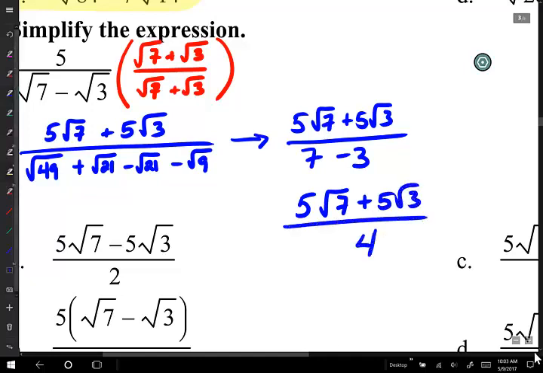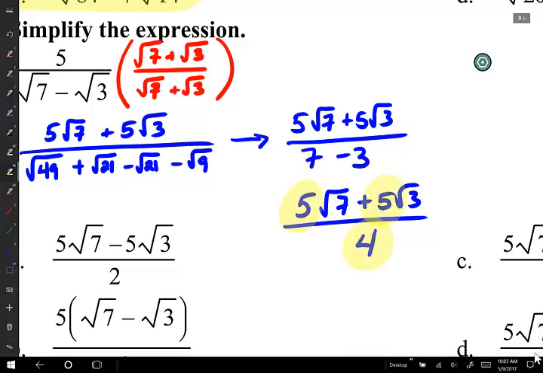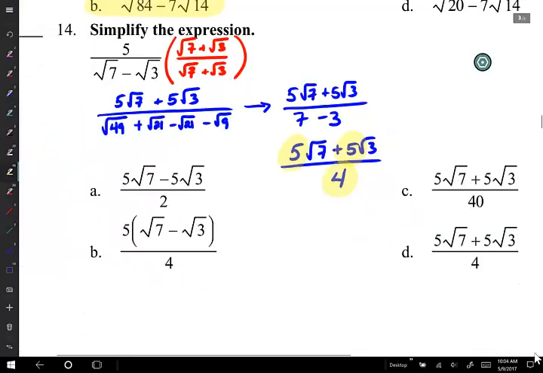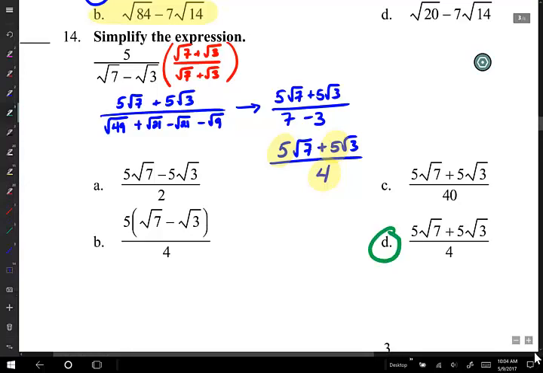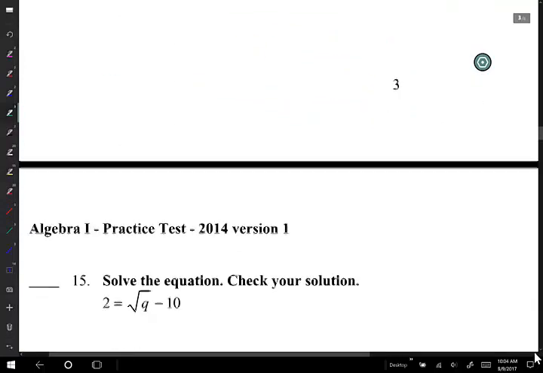Now, I want you to focus on these 3 spots that I've highlighted in yellow. Do those 3 numbers have anything in common that you could cancel? If they had happened to be maybe 6, 6, and 4, then you could cancel a 2. But in this case, they don't have anything in common, and so that's my answer. Which option is that? Option D? Okay. There we go. Let's go on to 15.